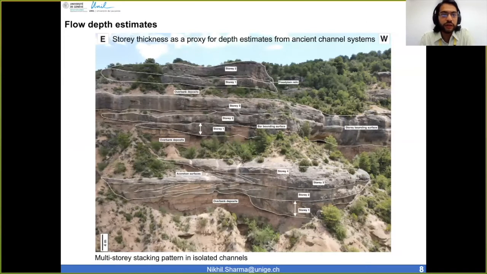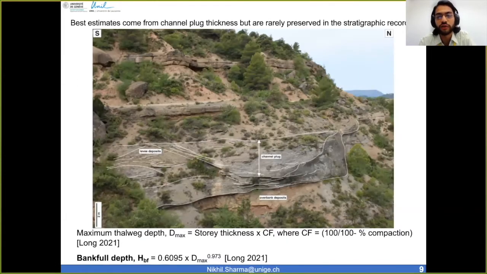For the flow depth estimates, story thickness can act as a proxy for depth estimates from ancient systems. So here we have a beautiful example of a multi-story stacking pattern in isolated channels, that is the non-amalgamated interval. And here, the thickness of a story marked by the arrows would give a minimum depth estimate. A second approach for flow depth estimates, or the best estimates that one could have for ancient flow depth, comes from channel plug or lateral accretion deposits, but these are rarely preserved in the stratigraphic record. Here we have a good example of a channel plug, and similar to the story thickness, in this case, the thickness of a channel plug would provide a minimum estimate of the flow depth.